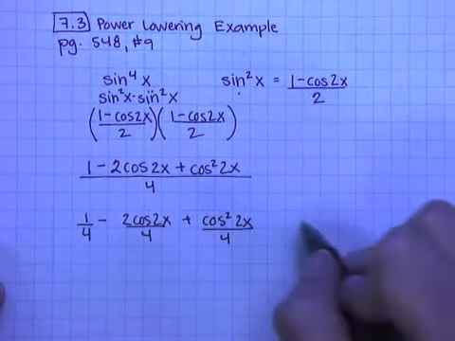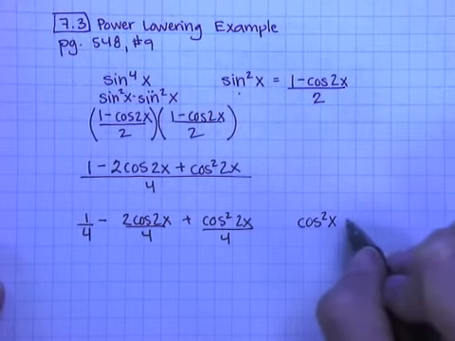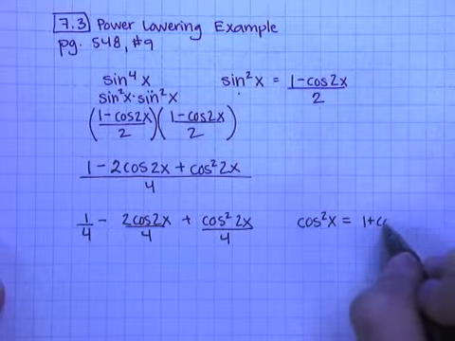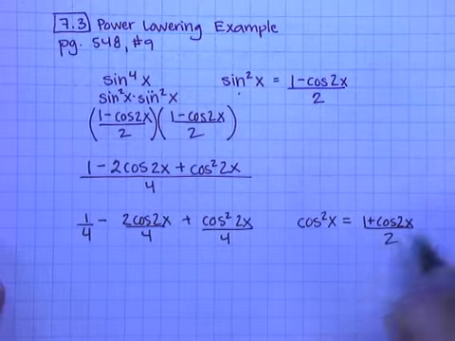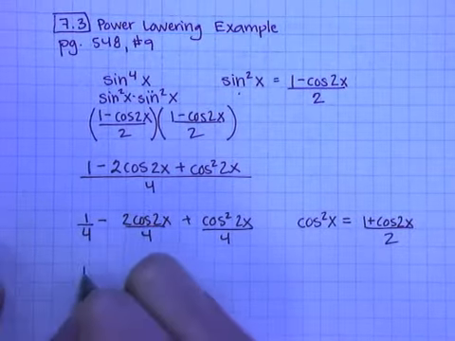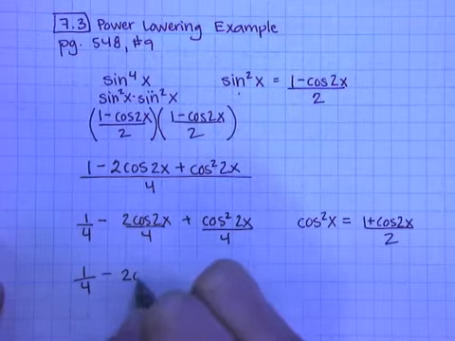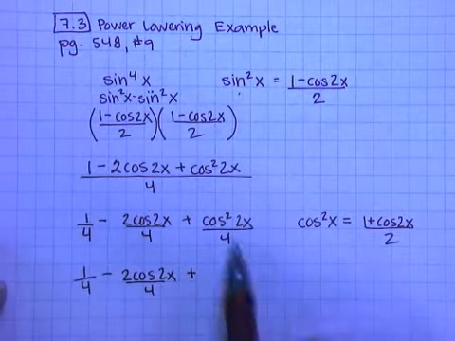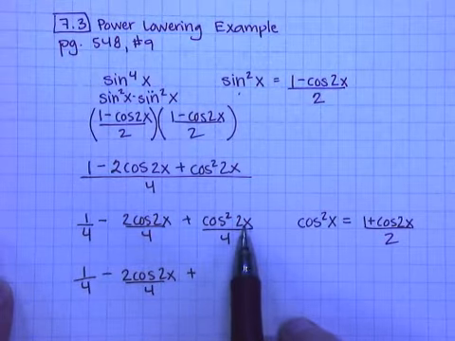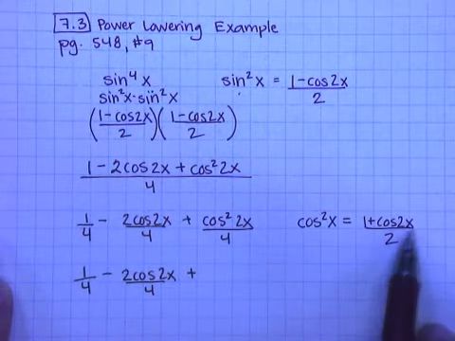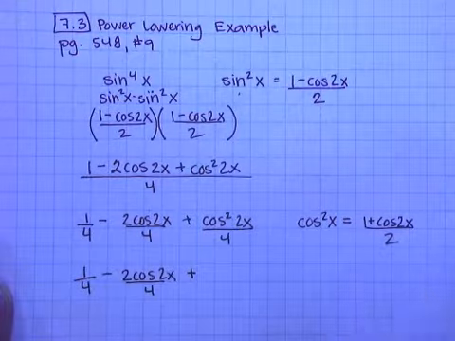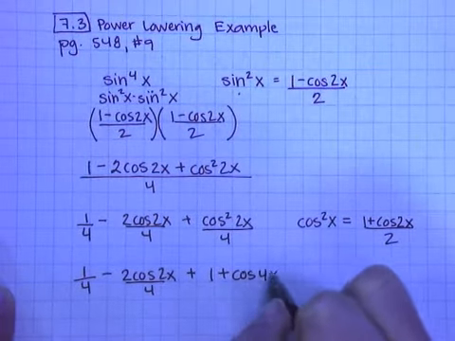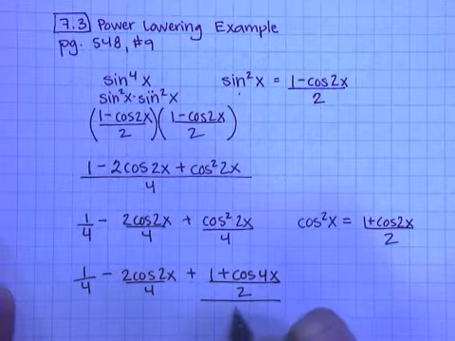And now I'm going to use my power lowering formula for cosine squared. So cosine squared is 1 plus cosine 2x over 2. So I'm going to substitute. I've got 1/4 minus 2 cosine 2x over 4 plus, let's see. Now because this is a 2x, I know that I'm doubling whatever the x was, or whatever was in the parentheses. So this is going to be 1 plus cosine 4x over 2, and then all over 4.